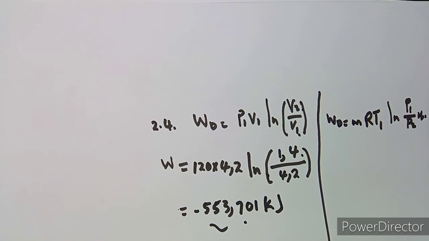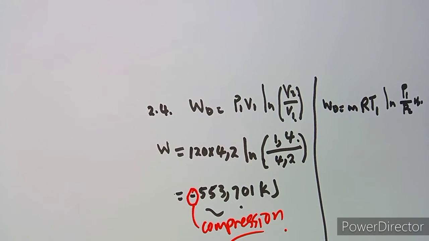Remember, work done is measured in what? In kilojoules. The pressure was in kilopascal, so definitely your work done is going to be in kilojoules. Like I said, the negative here is indicating what? The compression. We are under compression, and that is why we are seeing our work done being negative. So that's our work done, guys.